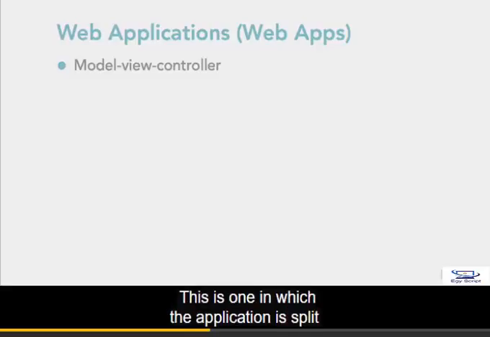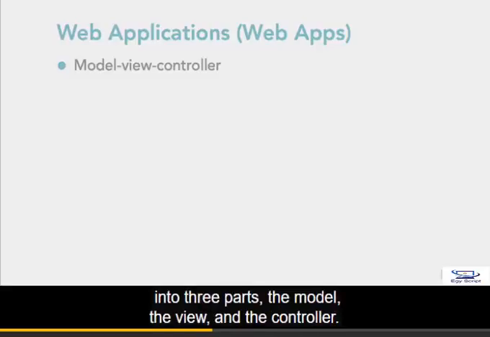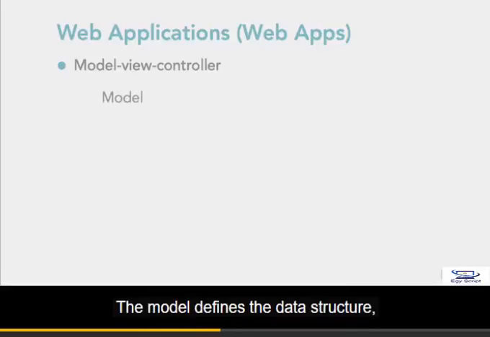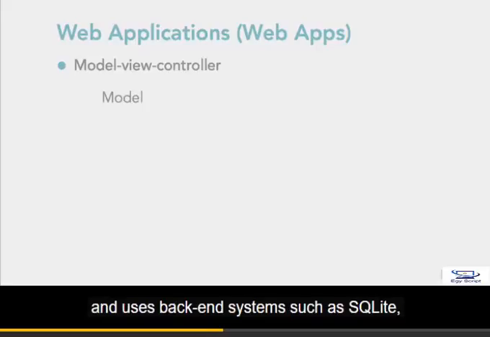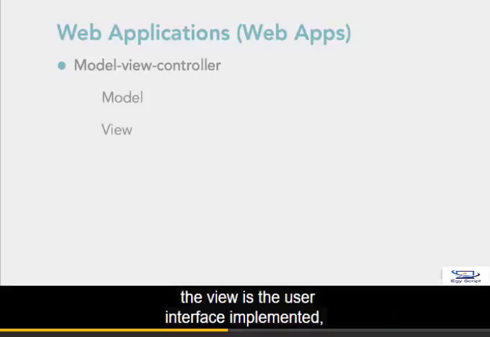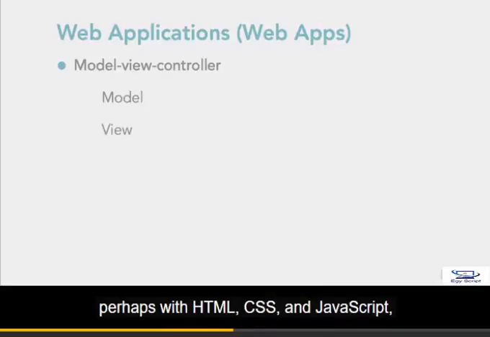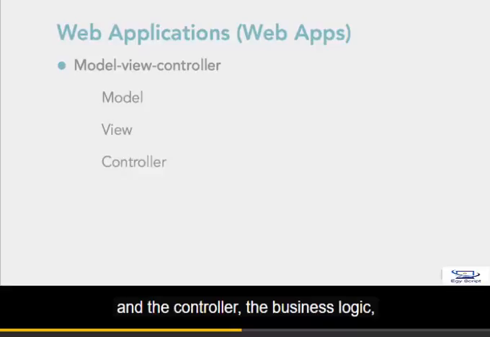This is one in which the application is split into three parts: the model, the view, and the controller. The model defines the data structure and uses back-end systems such as SQLite. The view is the user interface implemented perhaps with HTML, CSS, and JavaScript, and the controller, the business logic, built perhaps with HTML and JavaScript.